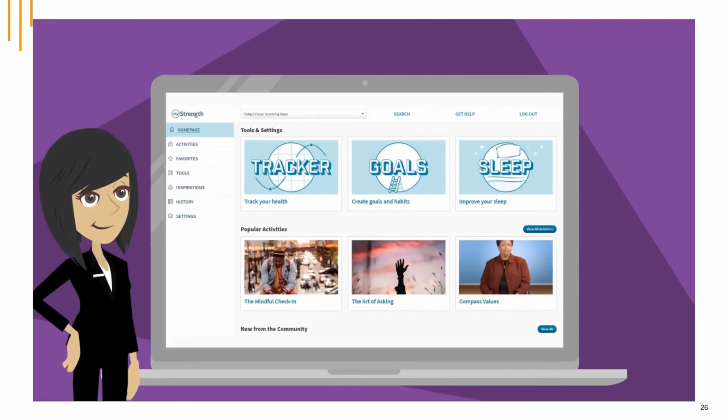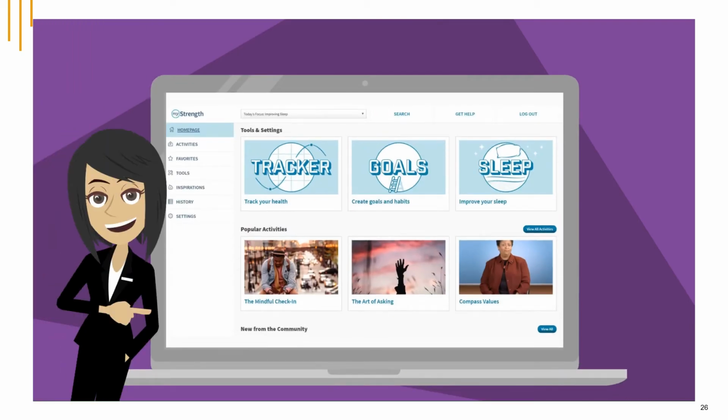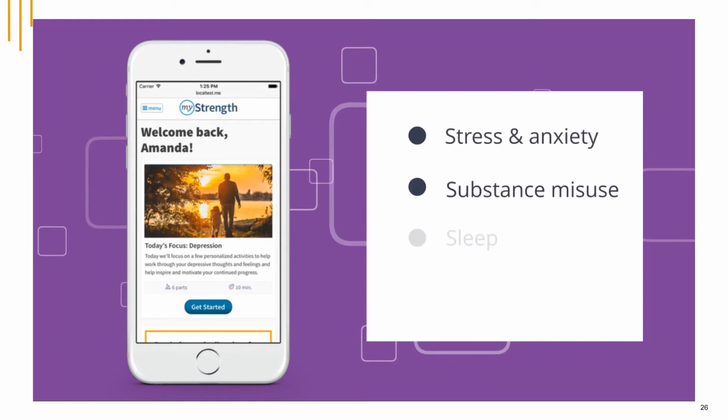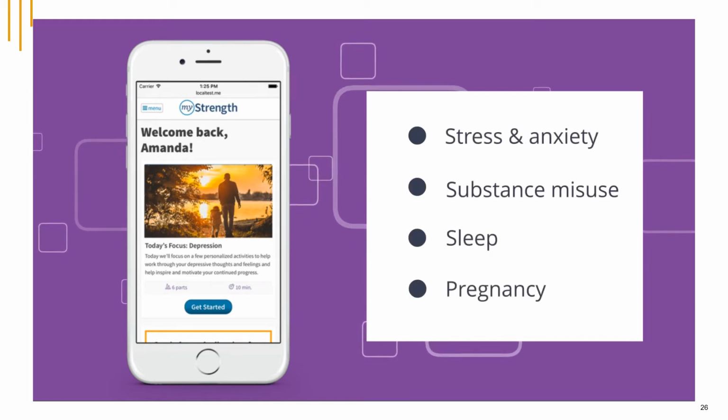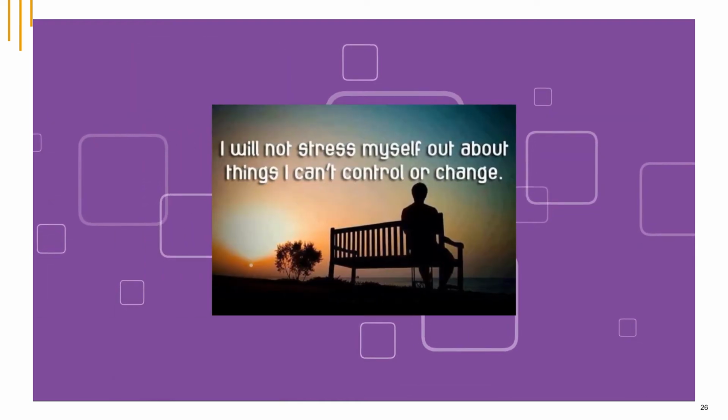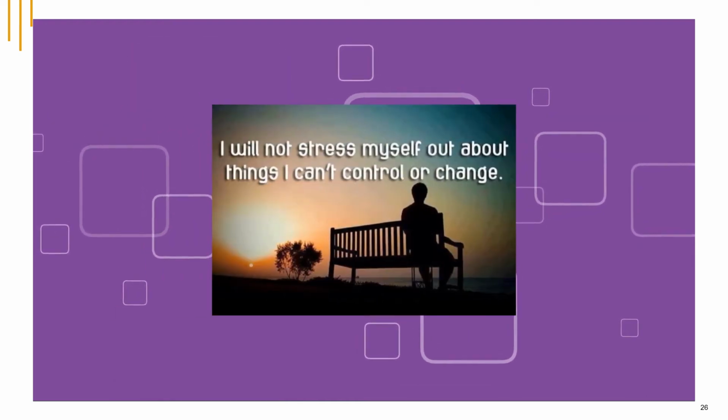My Strength is an online mobile suite. It's like a support beam you can lean on to keep your mind, body, and spirit at their best. You can access guided programs to help you with managing stress and anxiety, substance misuse, sleep, pregnancy, and more. You can also track your mood or just find motivation from the daily inspiration.